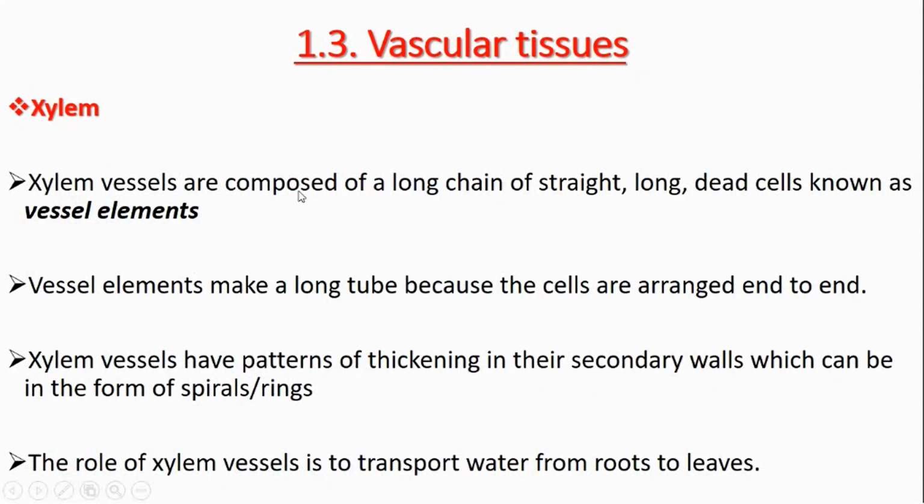Xylem vessels are composed of straight, long, dead cells known as vessel elements. The vessel elements make up long tubes because the cells are arranged end to end. The xylem vessels have patterns of thickening in their secondary walls, which can be in the form of spirals or rings. The role of xylem vessels is to transport water from the roots to the leaves. So the xylem vessels are made up of vessel elements, which are long tubes with patterns of thickening.